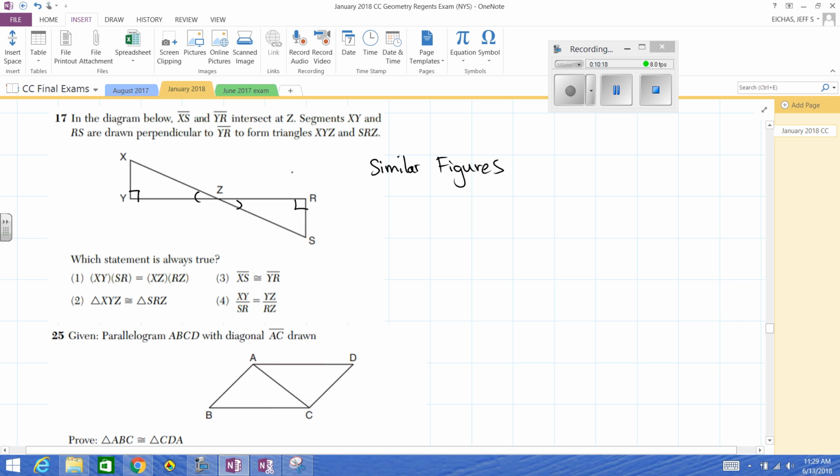Is XS definitely the same as YR? I don't think so. That does not have to happen. In fact, it can't happen. These are the hypotenuses of right triangles. They have to be bigger than the legs. So this cannot happen. All right. Is triangle XYZ congruent to SRZ? It looks like it. That's a maybe, but we can't really prove it yet. I wonder what these are about.